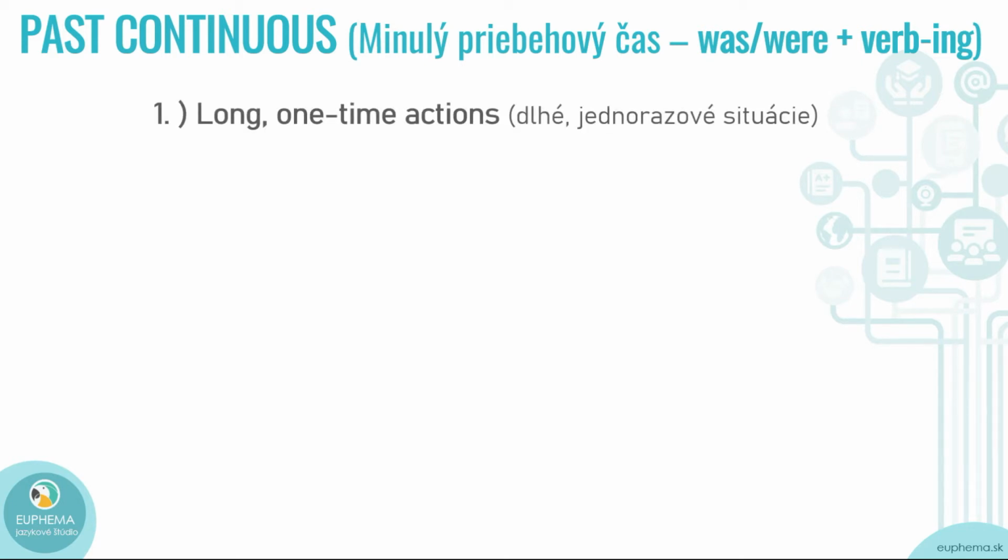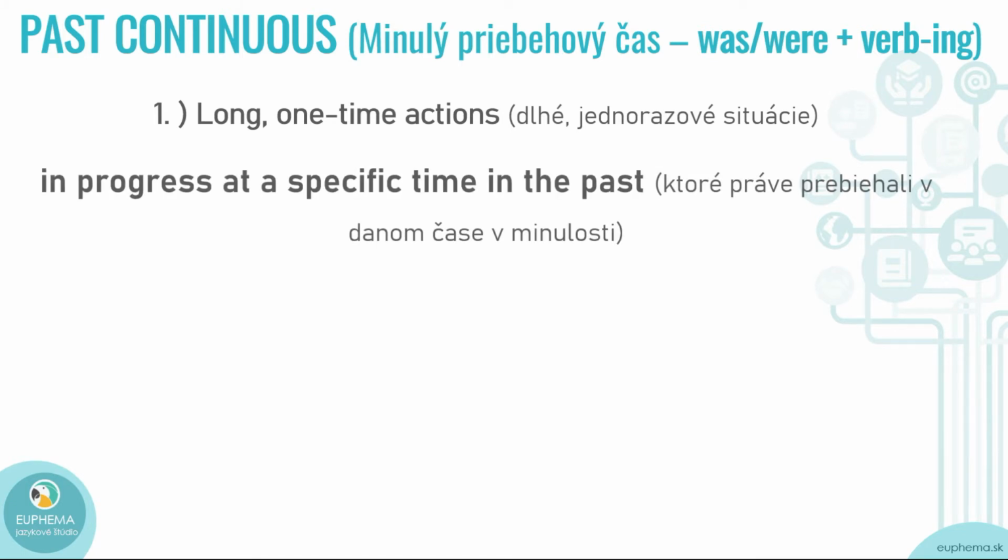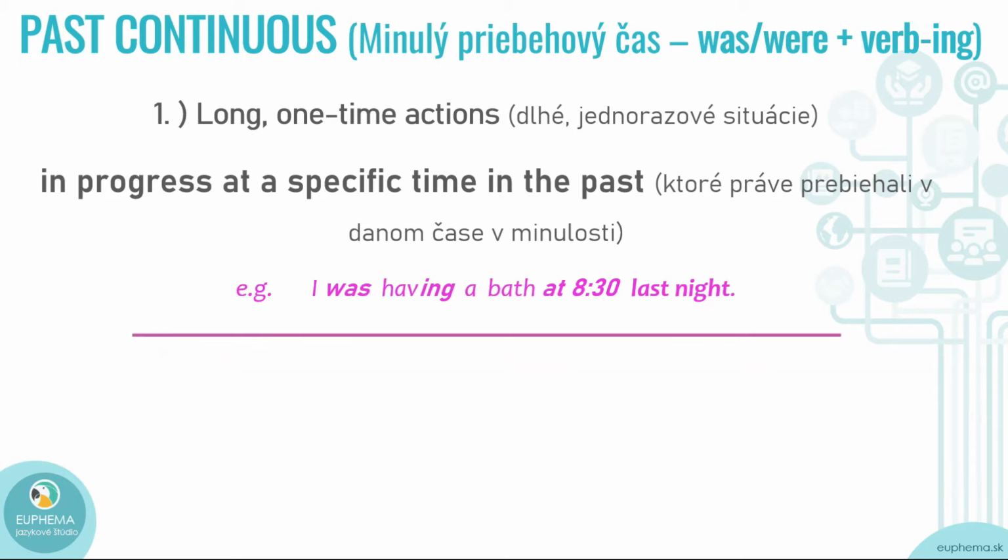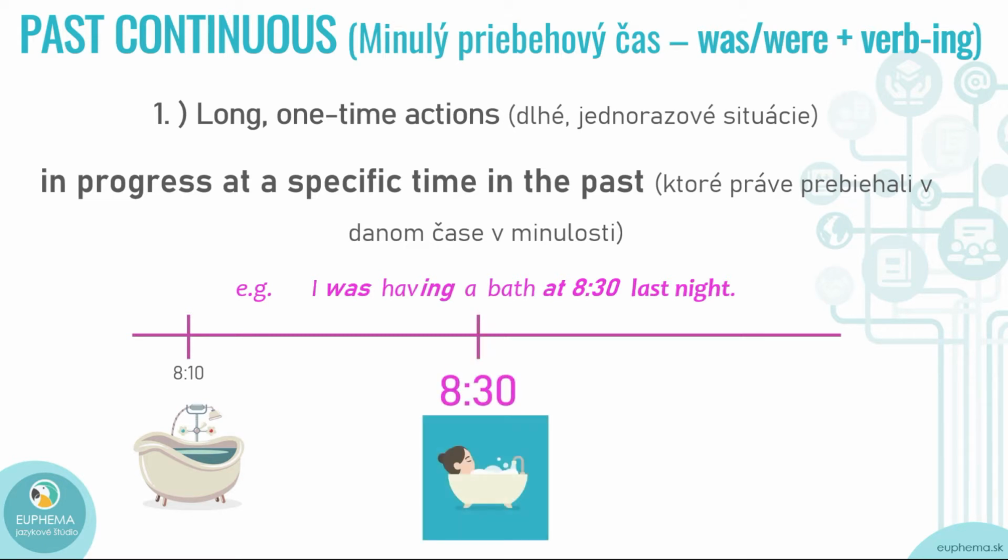And there are two more things I want you to remember about this past continuous. First, we use it for long one-time actions which were in progress at a specific time in the past. I'm going to illustrate. So imagine I was having a bath at 8:30 last night. See, there is a specific time in the past and an action that was in progress. Just imagine this is a timeline, okay? This is 8:10 p.m. last night. I was just drawing a bath for myself, okay? You see that there is water in the bath, but I'm not there yet. And at 8:30 p.m. last night, I was already having a bath, okay? So this action was in progress at the given time.